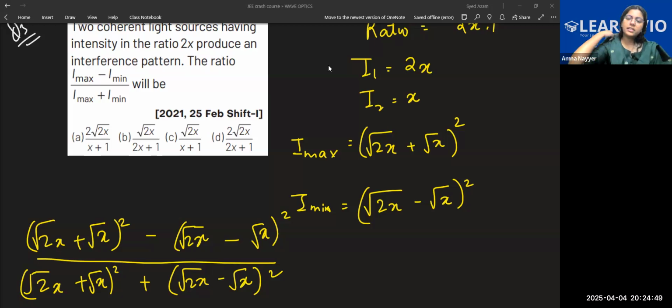To solve this question, just take this out individually. See, this is root 2 into root x. So root x whole square can be taken out of the bracket, then solve it. Otherwise, if you solve this whole big bracket, it will be difficult. So your option will come, D option.